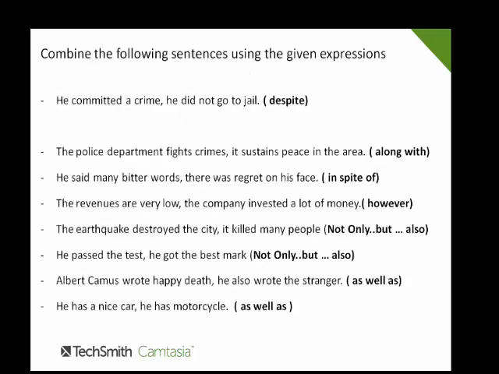Now let's have a look at these examples. The instruction says, combine the following sentences using the given expressions. We have, he committed a crime, he did not go to jail. So the answer should be, despite him committing a crime, he did not go to jail. So try to do the same for the rest of the examples, and I will be providing answers in the description.